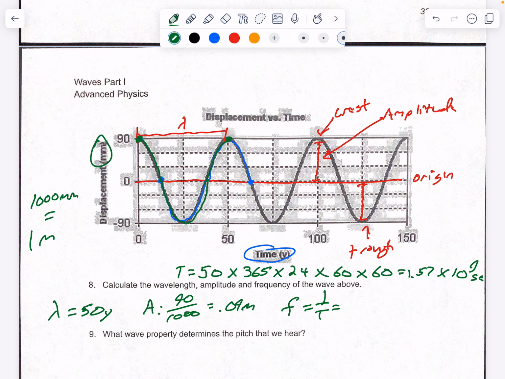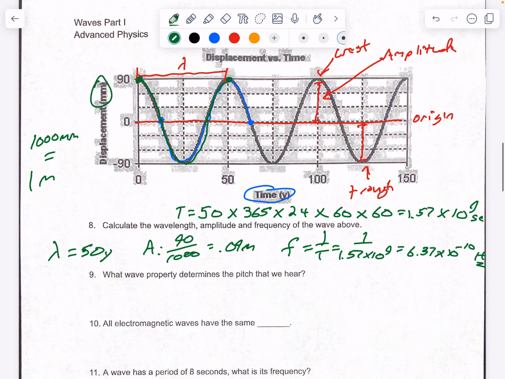Okay, so now you have your value. So 1 over 1.57 times 10 to the 9th. And you get a frequency of 6.37 times 10 to the negative 10 hertz. Okay, so don't get too hung up. Mostly what we do is we just give you the time and you just do F equals 1 over T and be done with it. You wouldn't have to convert 50 years to seconds, so don't freak out about that. We're not going to do that.